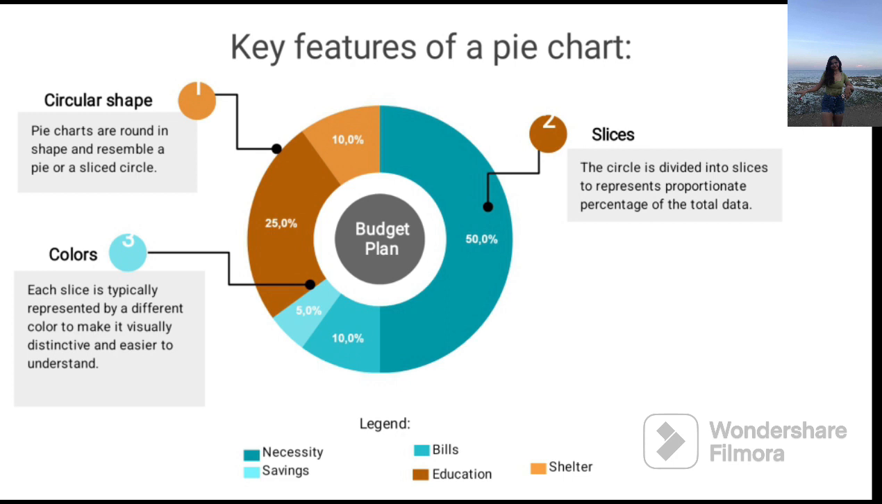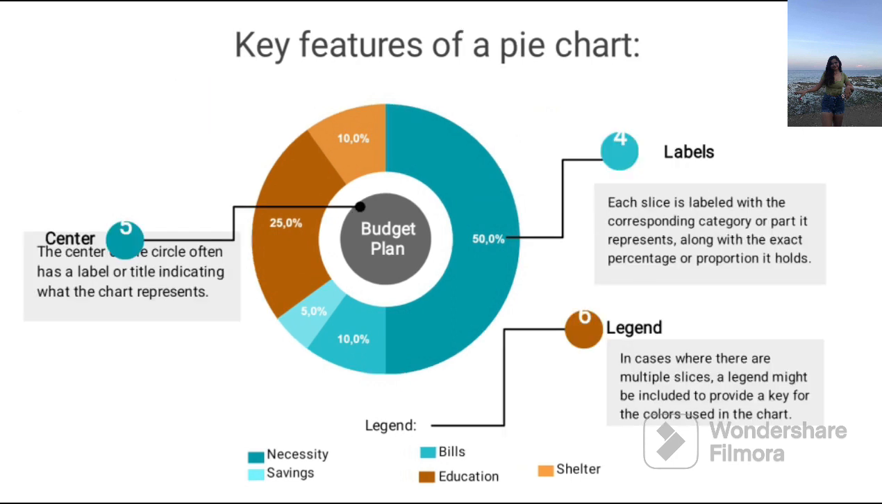Number 2, slices. The circle is divided into slices to represent different categories or parts of the whole. Each slice represents a proportionate percentage of the total data. Number 3, colors. Each slice is typically represented by a different color to make it visually distinctive and easier to understand. Number 4, labels. Each slice is labeled with the corresponding category or part it represents, along with the exact percentage or proportion it holds.